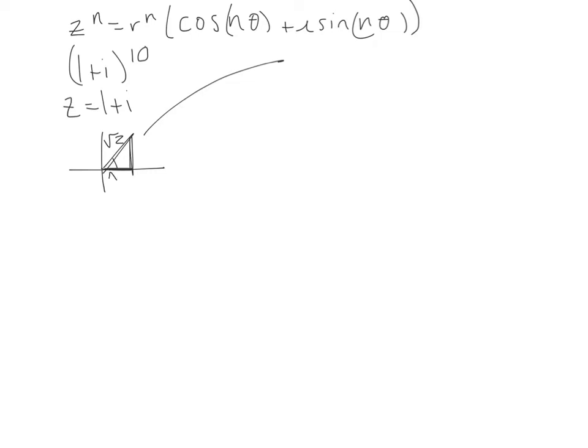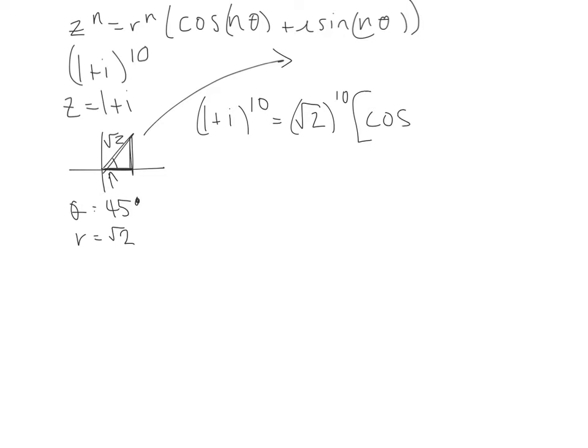And then you also know that this is a 45-degree angle. So theta equals 45 degrees and rho is equal to √2. So let's plug this in. (1 + i)^10 equals (√2)^10 times the cosine of n times theta, where n is 10 and theta is 45, so cosine of 450 plus i sine 450. You'd write that as 32 times the quantity.